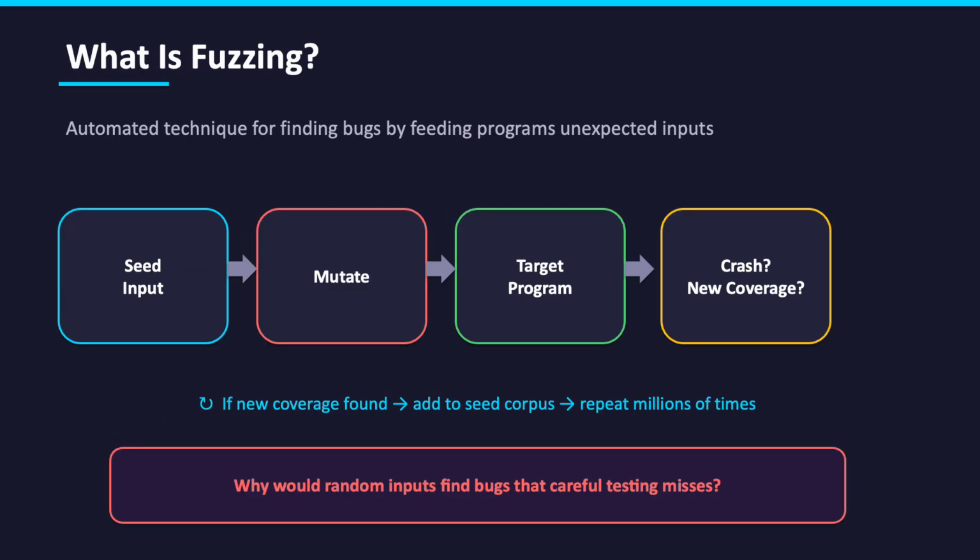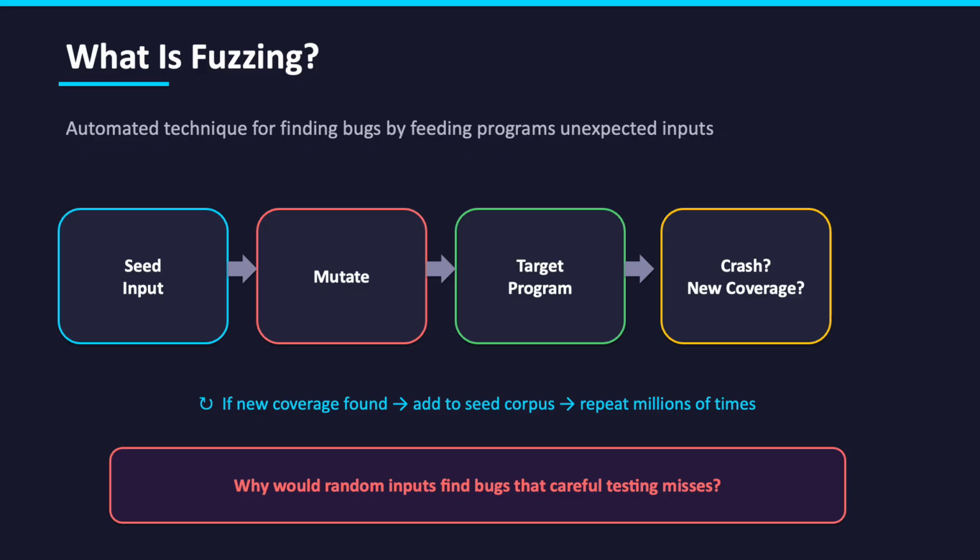Alright, so let's start from the beginning. Fuzzing, what is fuzzing? It is an automated software testing technique, and the core idea is really simple. You throw a bunch of weird, unexpected, random inputs at a program and see if anything breaks. Look at this pipeline on the slide. You start with the seed input. This is a valid input that the program normally accepts.